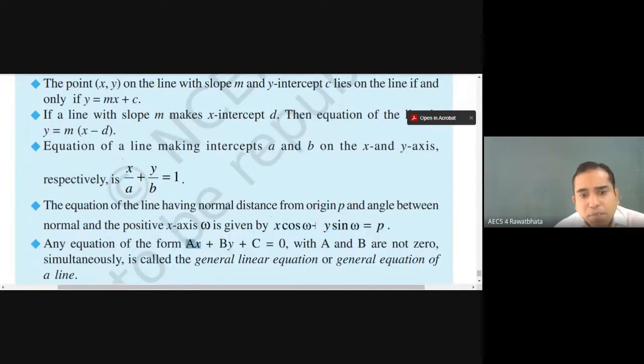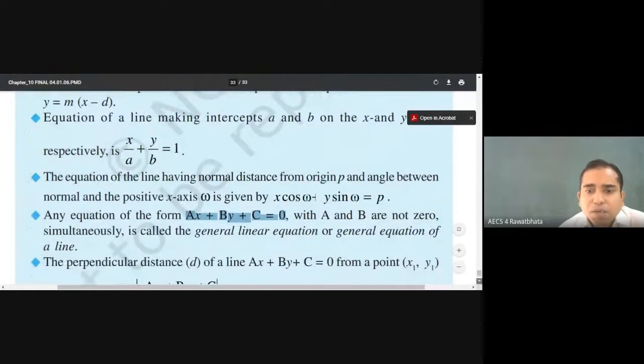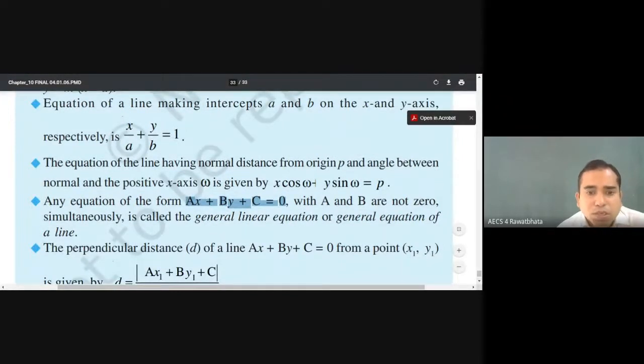And the very popular, most popular form, the general equation ax plus by plus c equal to 0, where a, b, c are real numbers. This is a linear equation. This is a 1 degree equation in 2 variables.